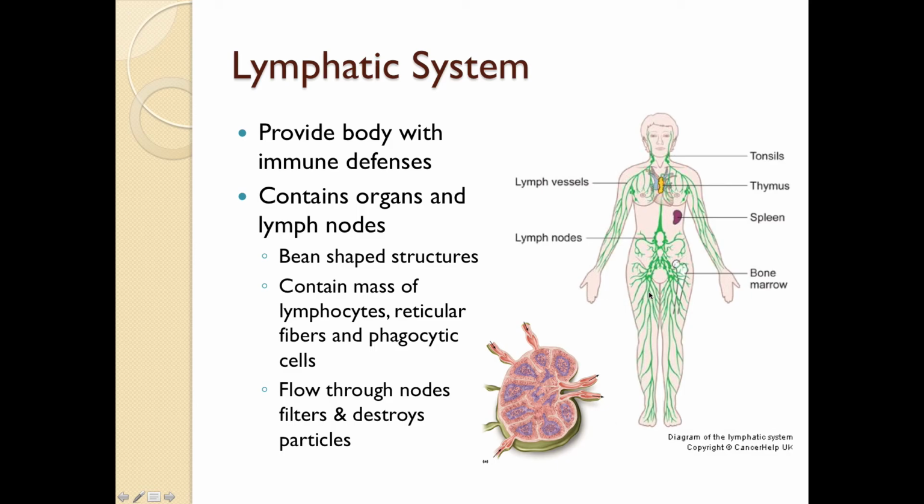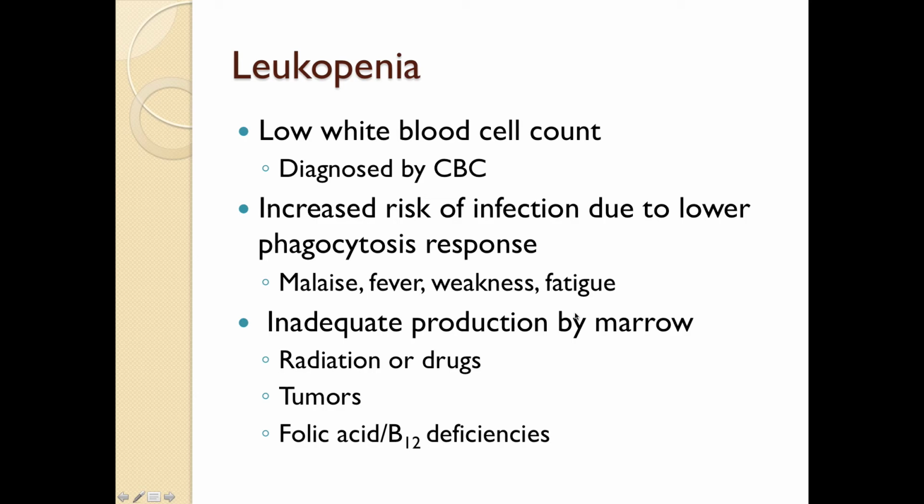So as things flow through these lymphatic channels, they would be filtered by these lymph nodes, hopefully killing any of the pathogenic material within them. However, lymph nodes themselves can become infected, which we're going to see in just a second. So, different white blood cell abnormalities. The first one's just a deficiency of white blood cells, leukopenia, low white blood cell count. This would be diagnosed by a CBC to look for the level of white blood cells. And if there's low white blood cells, there's going to be difficulty fighting infections. You might see people presenting with symptoms of illness.